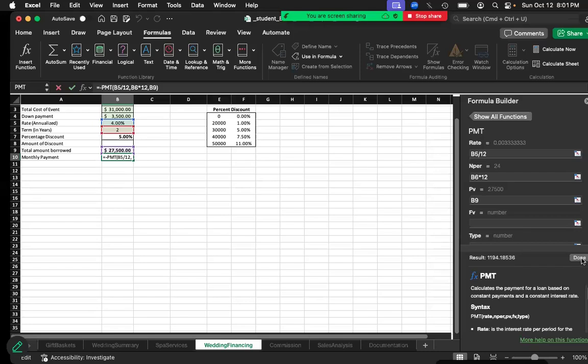I'm going to go ahead and hit done over here on my formula builder. And we have our financial function, which we will do many more examples of later on in the semester if you are in my class.